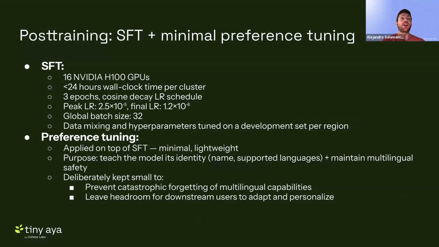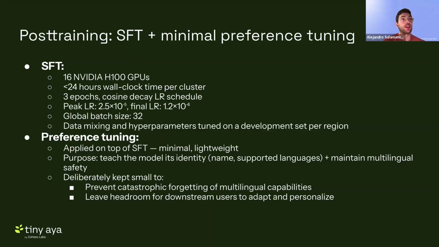So now that we understand our synthetic data pipeline and the different regions and clusters, how did we actually do the post-training? We did our post-training in two different stages. The first one was the supervised fine-tuning, and then we did some preference tuning. For the supervised fine-tuning, we tried to be quite efficient, and we did all the post-training on 16 GPUs for each of the clusters. It took less than 24 hours.